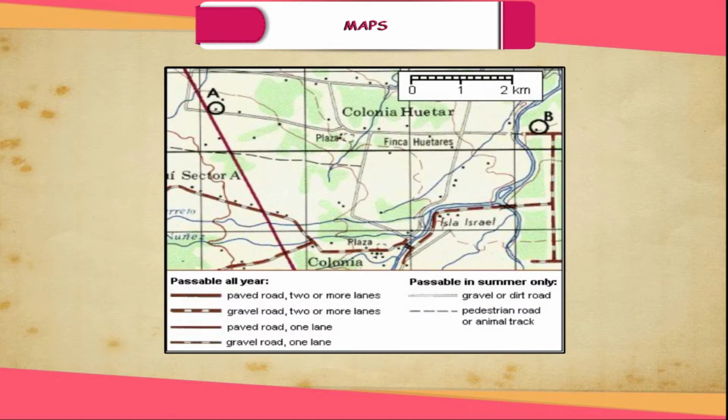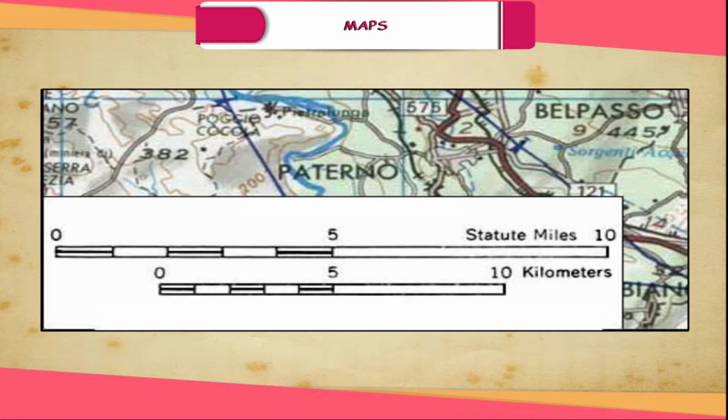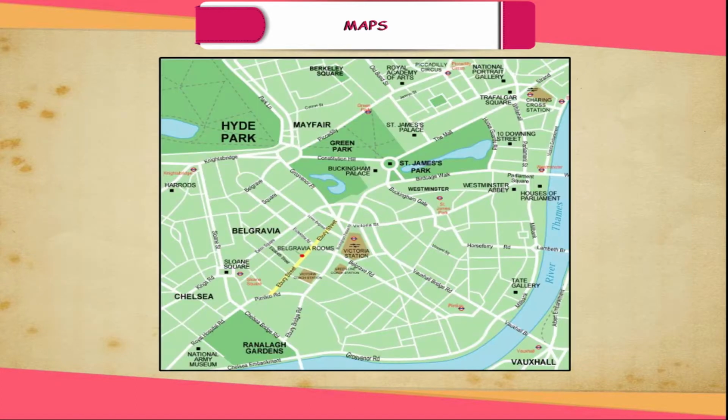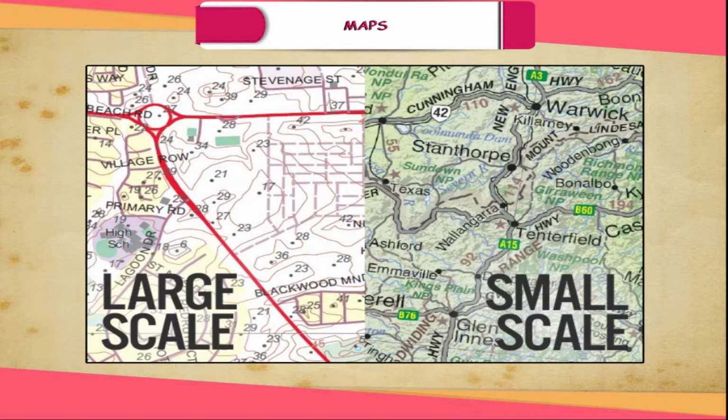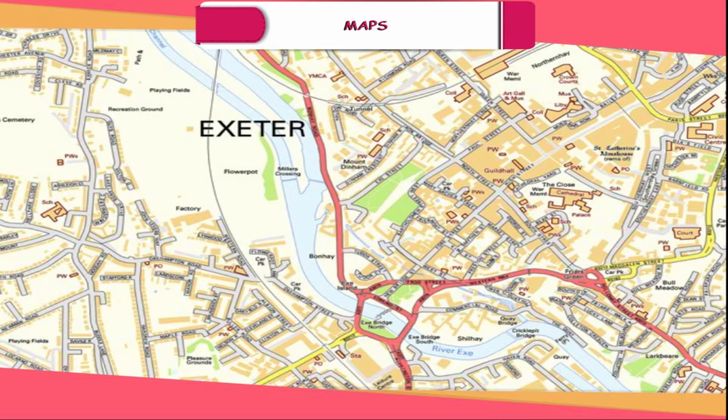When large areas like countries or continents are to be shown on a paper, then we use a small scale. It is called a small scale map. When a small area like a village or town is to be shown on a paper, then we use a large scale. It is then called a large scale map. Large scale maps give more information than a small scale map.